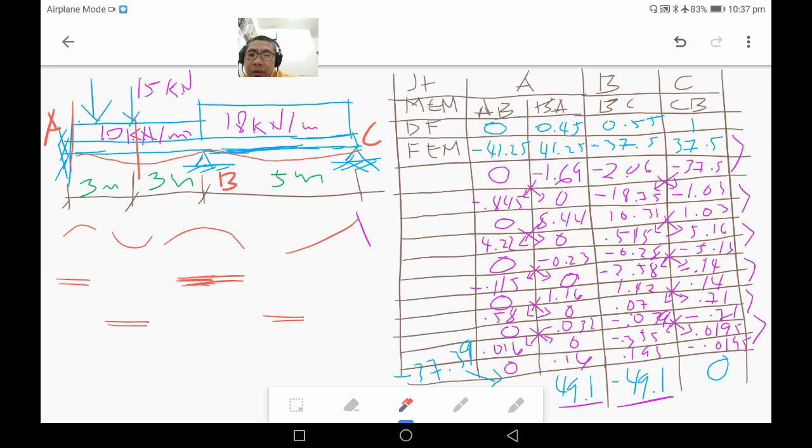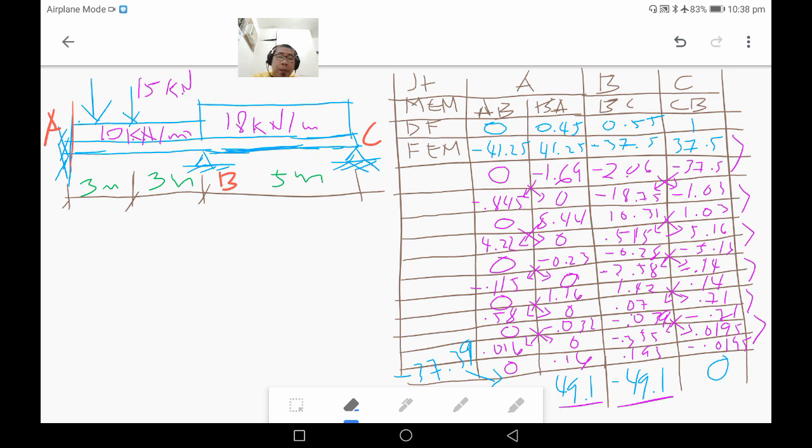Kasi ang bakal mo para sa tension. So, meaning, yung dito sa banda mo sa taas, dahil nakayuko siyang ganun, dito yung tension sa taas. Dito yung tension. Kaya, dito kayo naglalagay ng mas maraming bakal. Kasi ang bakal para sa tension yan. Okay. So, ganun yung mangyari.